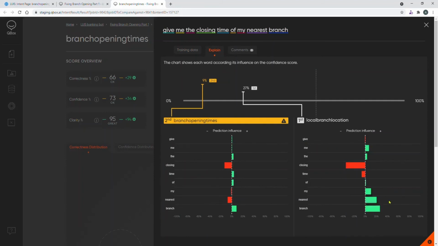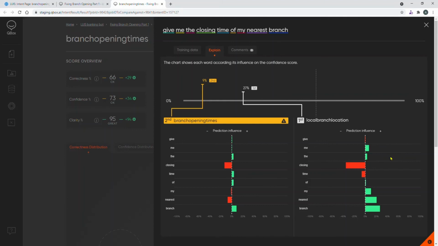Incidentally, sometimes you also have to look at the insignificant words to see if they're being too strongly represented in any intents. So the word my is slightly strong in this intent, but I don't think this is causing problems. If the green bar was longer for any of the insignificant words, it's a good idea to try and trim them down so that they don't cause issues with any other intents.